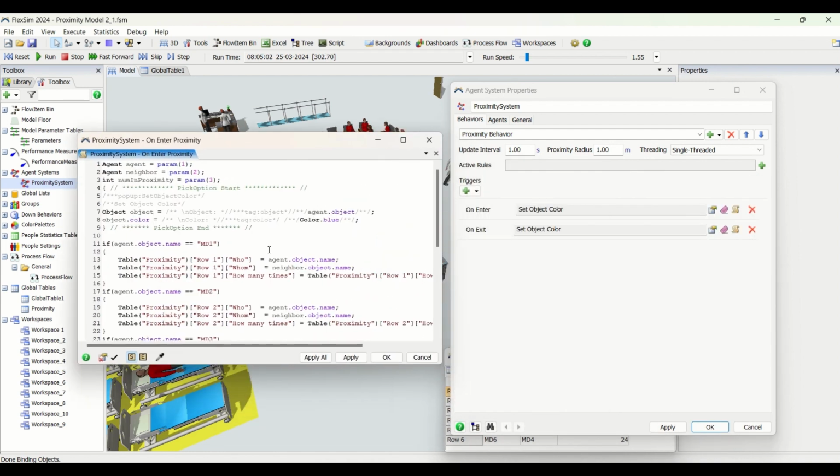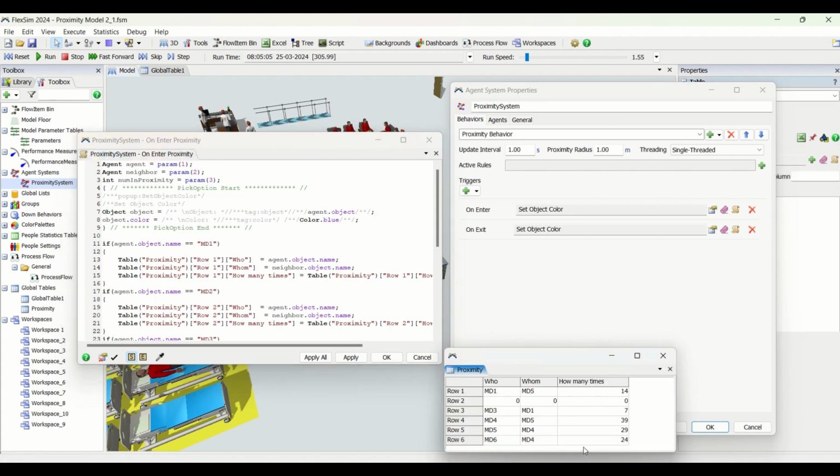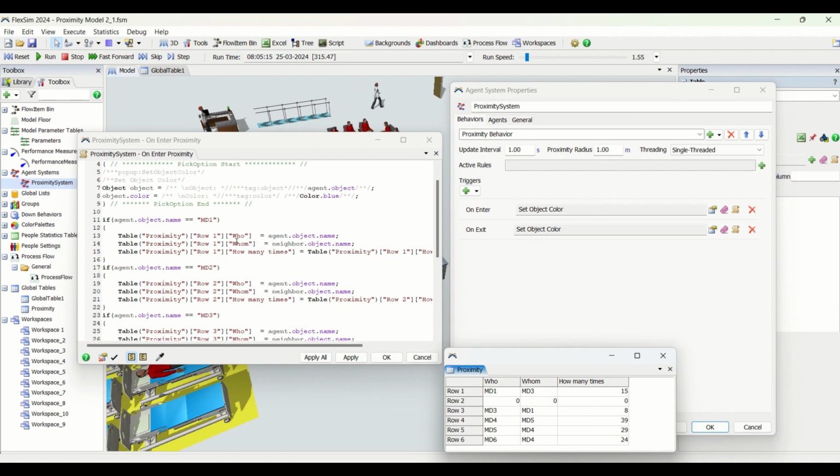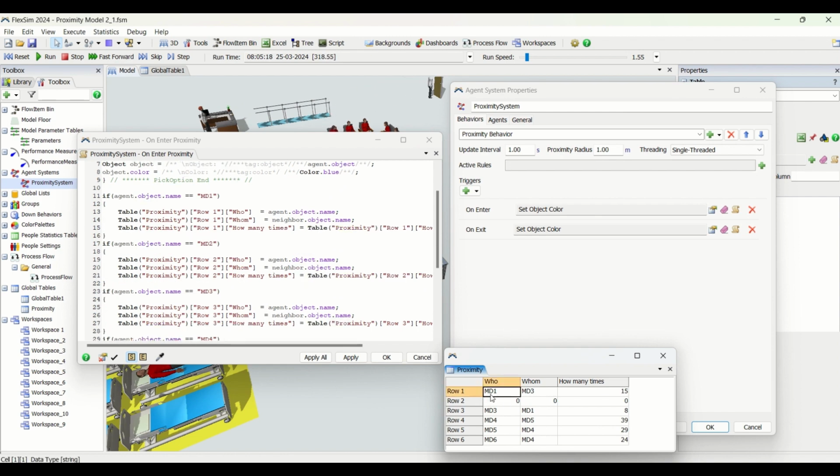So what we have told, just to get this global table into our play, is that if MD1 is going to interact with somebody, please enter that in row 1. Similarly for MD3, 4, 5, 6, enter the person with whom they are going to interact, okay.